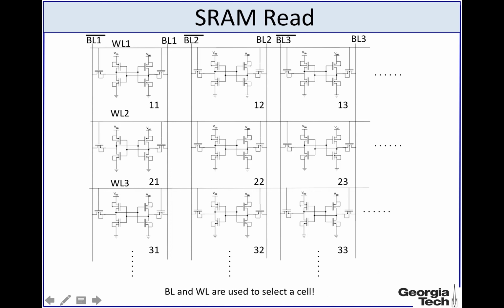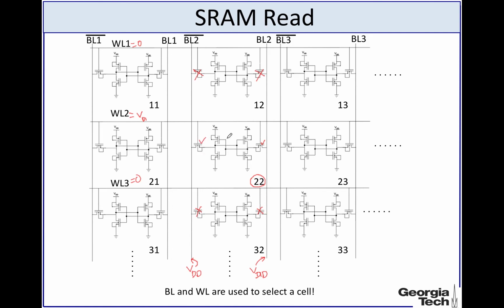Now again, let's look at the array level description. Say you want to read the data of cell 22. Then what you will do is pre-charge both bit line 2 and bit line bar 2 to VDD. And then you will put WL2 to VDD and all the other word lines will be 0. As a result, this will be turned off, turned off, turned off, and turned off. Only these are turned on.